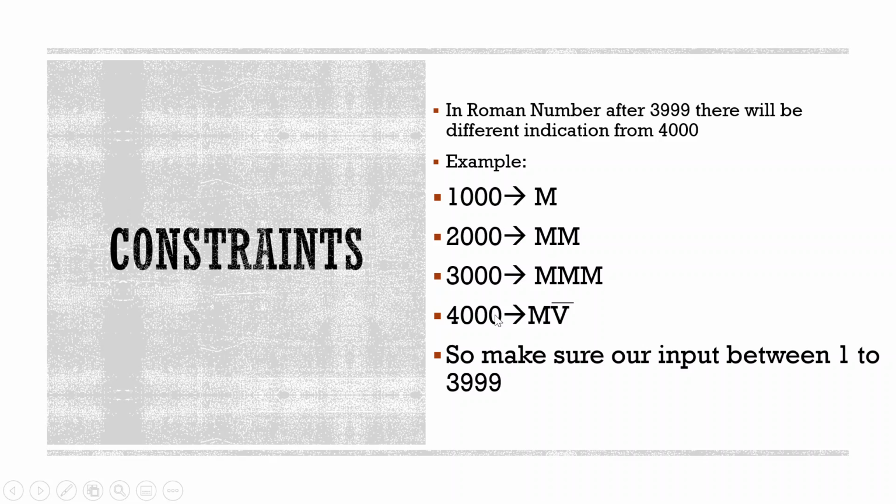So for our convenience, let's make our algorithm give the integers for the Roman numbers which are between 1 and 3999. I think you understand, right? So let's find the solution. What will be the solution for this?